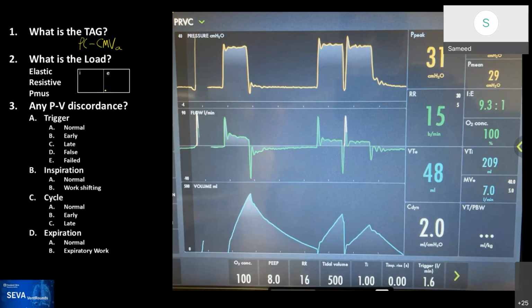Inspiratory wise, looking at the load, it predominantly appears to be resistive, just looking at the pressure waveform. And expiratory wise, the time constant, imagine if this is the time bar in seconds, I think it's a long time constant. I'll say expiratory wise, it's resistive as well.